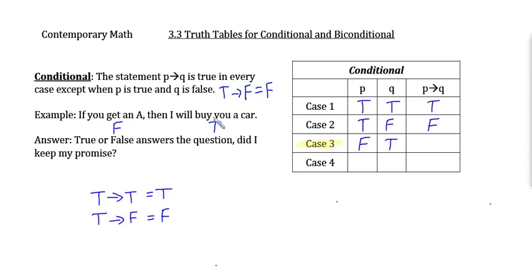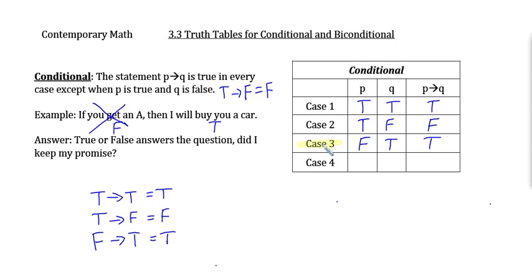So in this conditional statement, does it say anything about what happens if you don't get an A? Well, no, it doesn't. So as soon as you don't hold up your end of the bargain, I'm then free to do whatever I want. So I can still buy you a car if I want to, and I ended up keeping my promise because you didn't get an A, therefore I can do whatever I want. So this is the weird one where this becomes a true statement. Okay, so false arrow true is going to equal true.